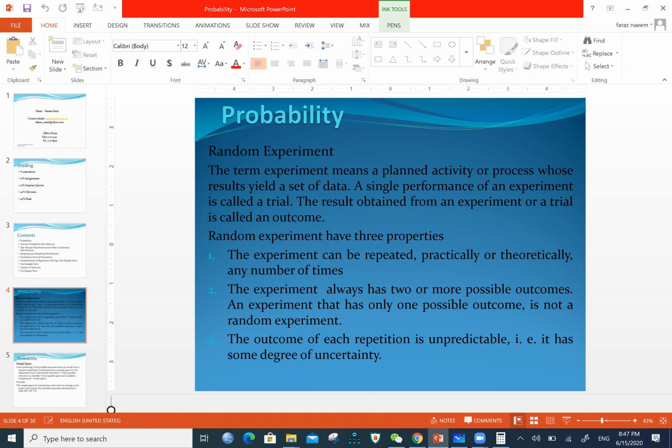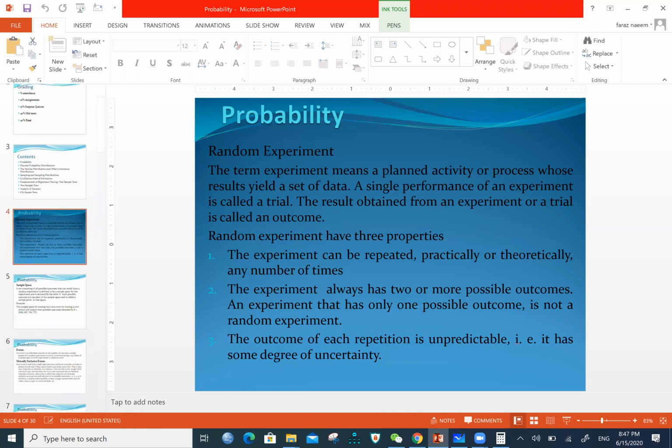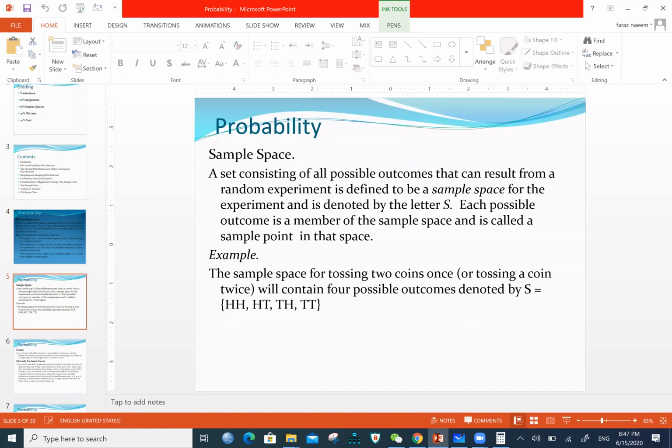So the third condition is the outcome of each repetition is unpredictable. You cannot predict. For example, if I say select one girl, you are not sure that you're going to choose G1, G2, G3, or for example, if I take an example of your class, if I say I will select randomly one girl, I'm not sure that it would be Tiffany or Crystal or Carolina or Chandra or whoever. Understand? So these are the three properties of random experiment or random variable.